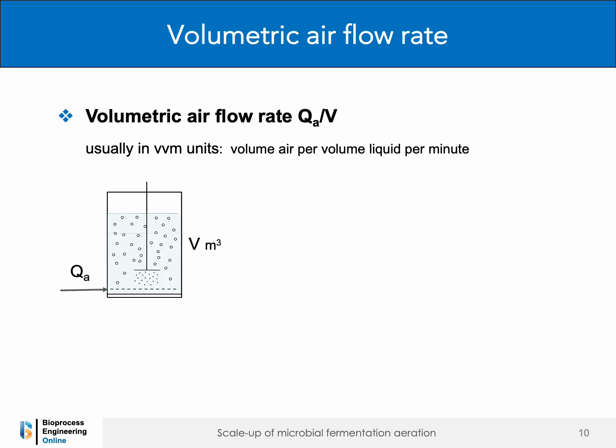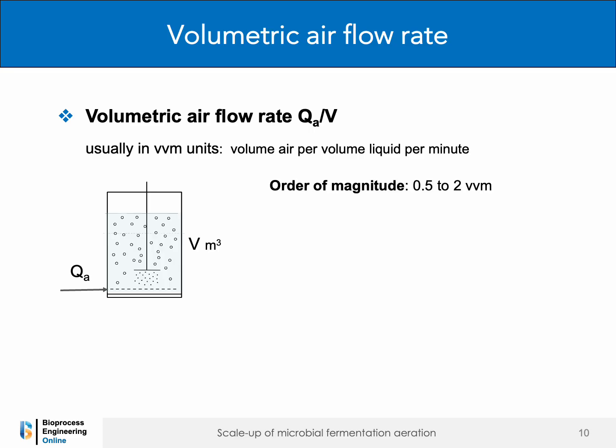For the design and scale-up of fermenter aeration systems, the most commonly used aeration criterion is the airflow rate per unit volume of liquid medium. The volumetric airflow rate is defined as the ratio of the inlet airflow rate QA to the liquid medium volume V. This parameter is commonly expressed in VVM, volumes of air per volume of liquid per minute.